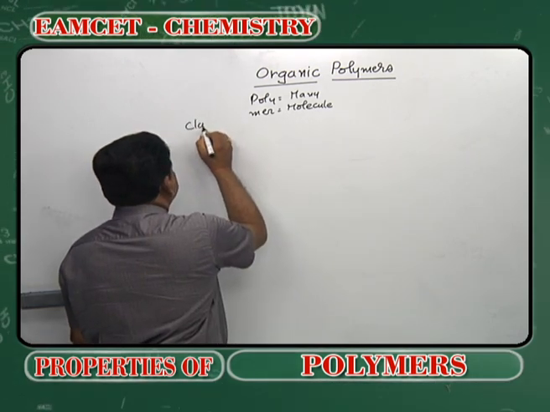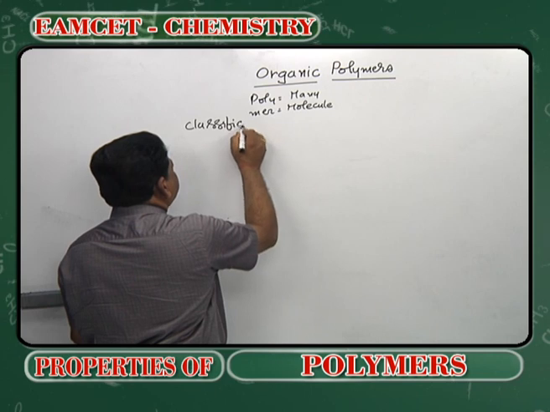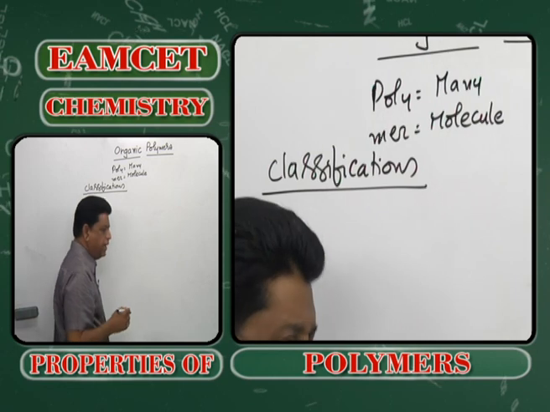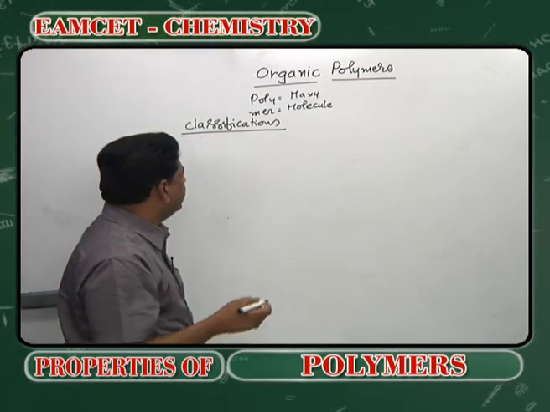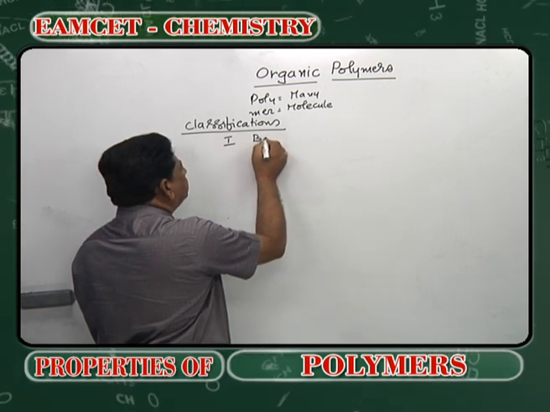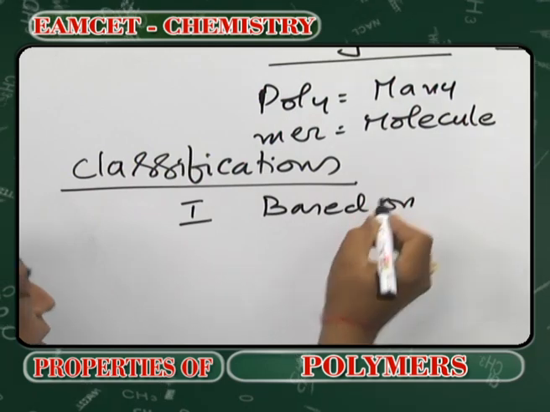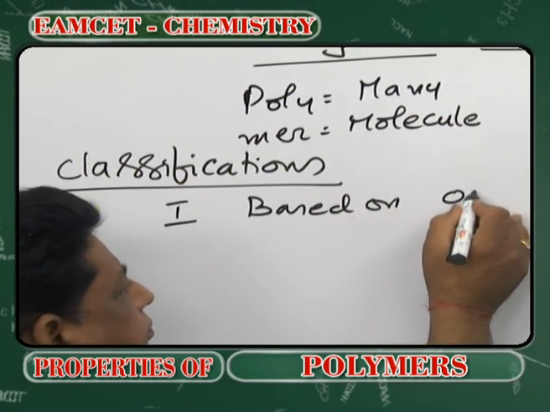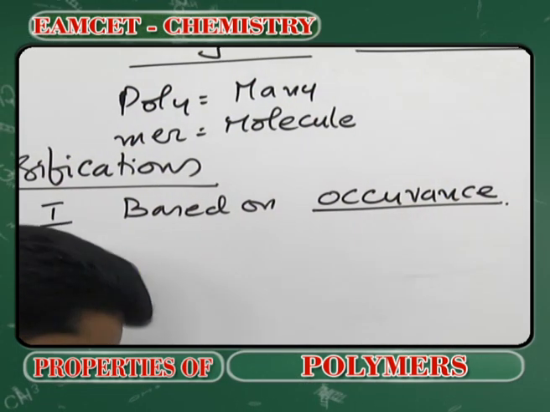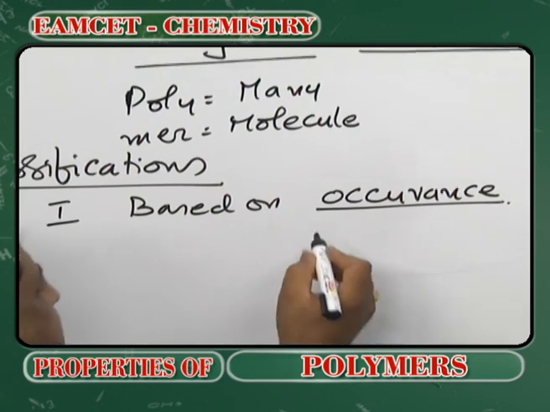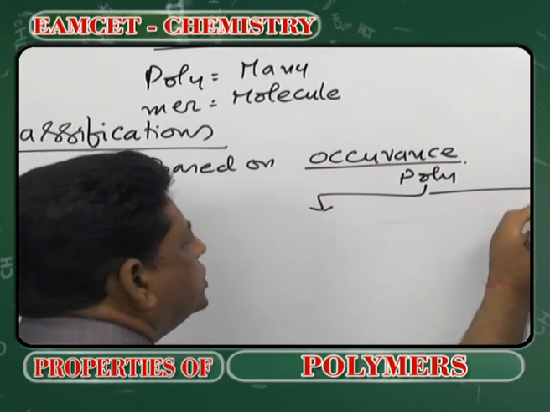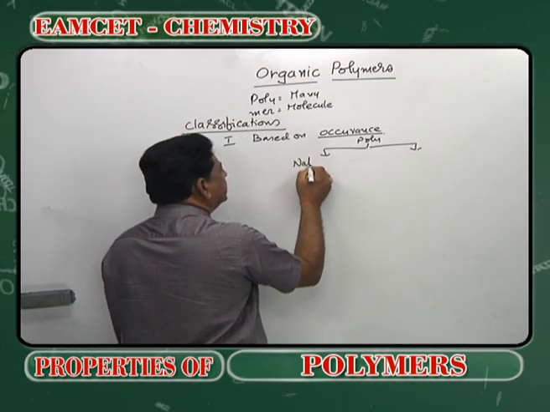Polymers can be classified. Classification of the polymer can be based on different methods. They can be classified into 4 types. The first type is based on occurrence, where they are available. They can be classified into 2 types: natural polymers and synthetic polymers.